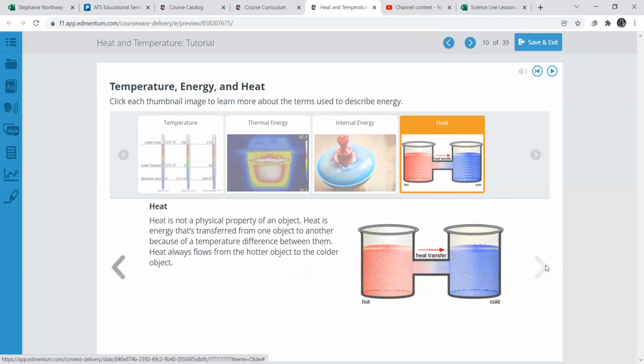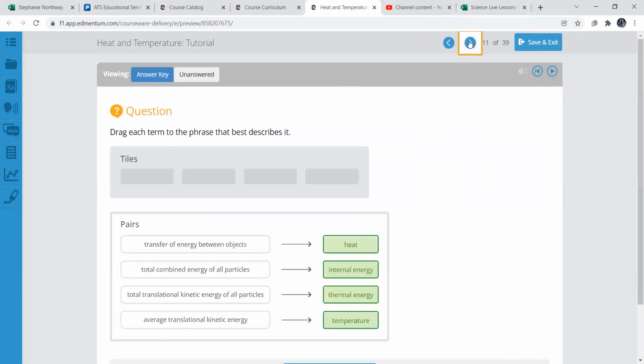So then let's get into heat and show you what's next. And heat transfers from hot to cold. Not really a physical property though, but it's just good to know. Now, let's just review the definitions. Heat would be a transfer of energy between objects, and then internal energy, the total combined energy of all particles; thermal energy, the total translational kinetic energy of all particles; temperature, the average translational kinetic energy.